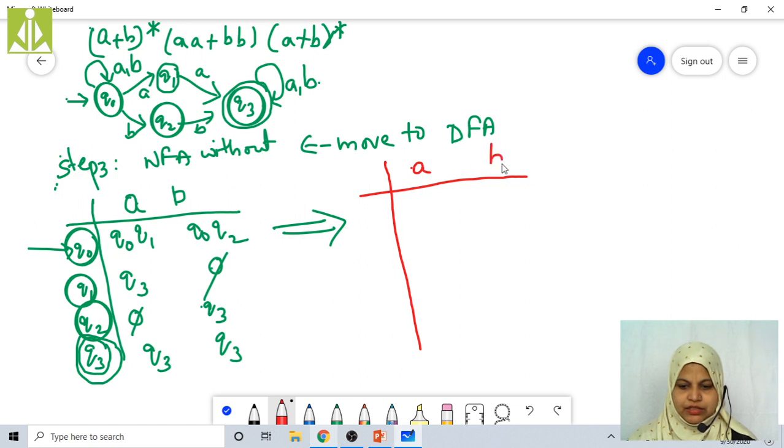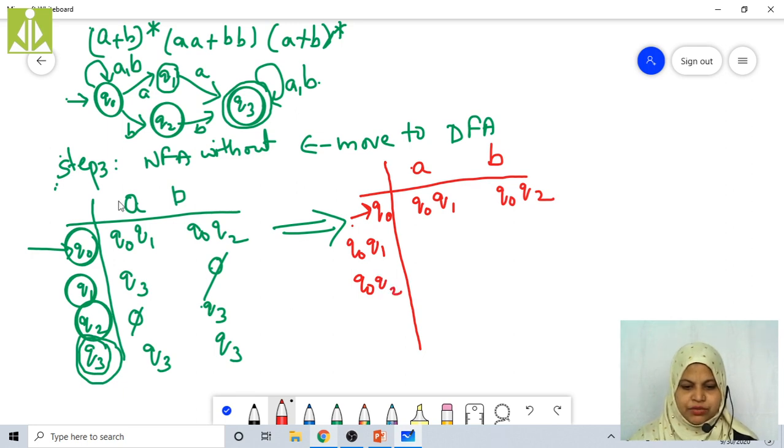I am going to start with the initial state Q0. Q0 on A is Q0, Q1. Q0 on B is Q0, Q2. These two are the new states, so we have to solve these: Q0, Q1 and Q0, Q2.